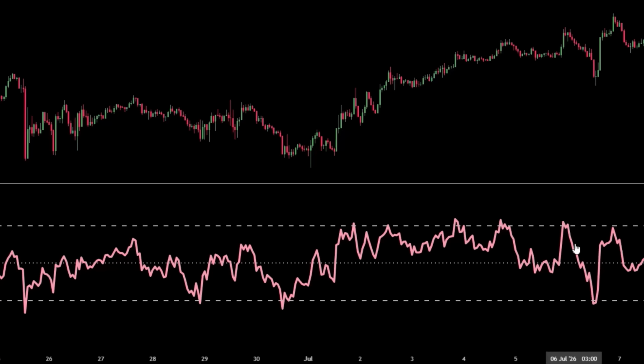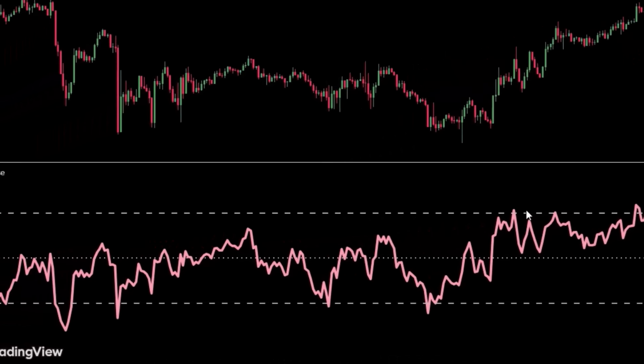Fortunately, the default RSI in TradingView has a built-in moving average that many traders overlook. Instead of adding another indicator to the chart, we can simply use this built-in feature to smooth the RSI and get a clearer view of momentum. Now let's set it up.